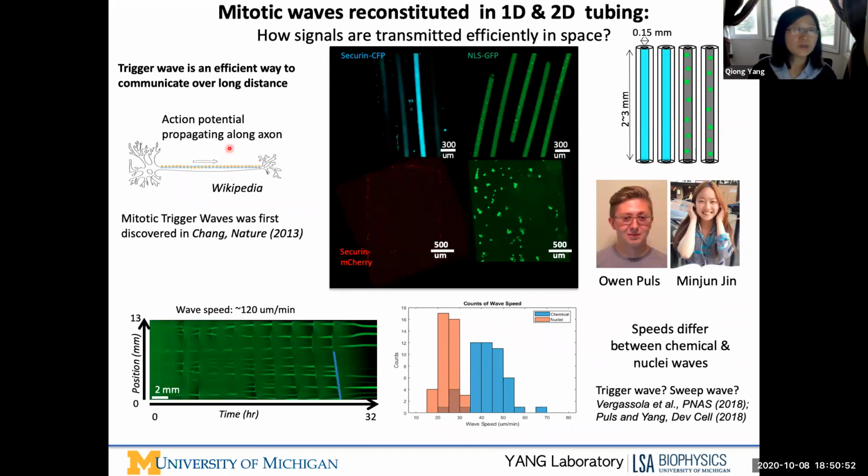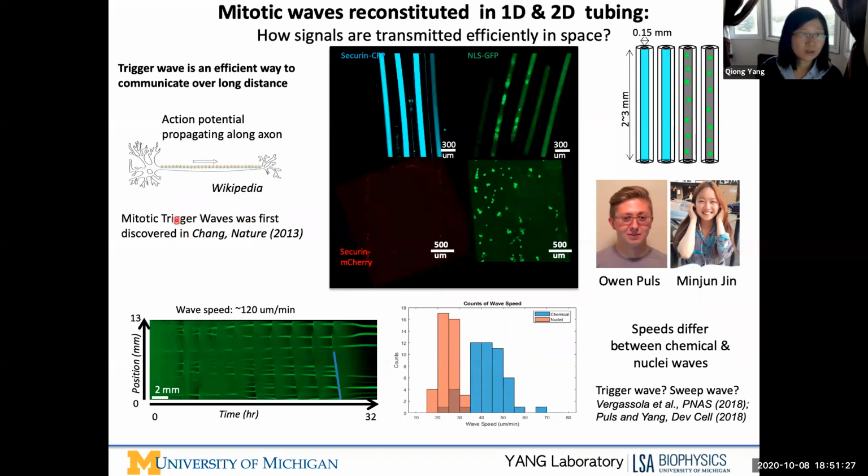Probably the classical example of this wave behavior is the action potential propagating through the axon of a neuron. And we know that some neurons, like motor neurons, can be very, very long. If it were just by molecule diffusion, it would be a very inefficient communication. Instead, by action potential, there is a faster transmission of the signal. The mitotic system seems to share a similar property, and the first mitotic trigger wave was discovered back in 2013.